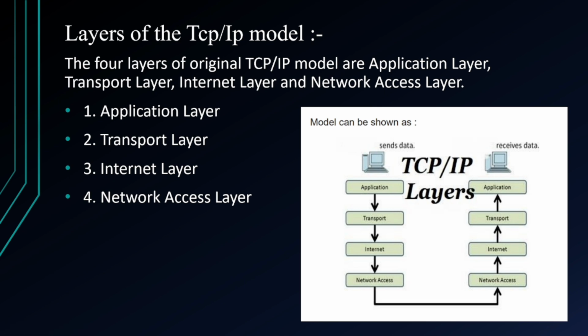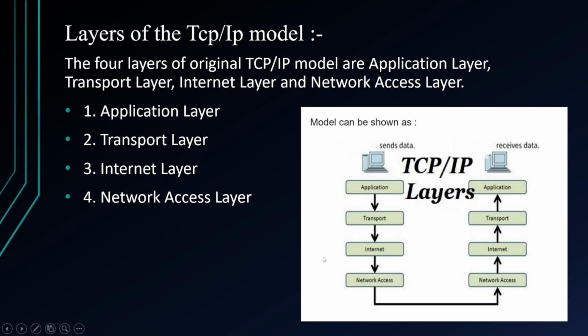Think of it this way. If you want to send a letter, the application layer is you writing the letter. The transport layer is the postal service organizing it. The internet layer is planning the route, and the network access layer is actually transporting it by truck or plane. Doesn't that make sense? Let's dive deeper into each layer.